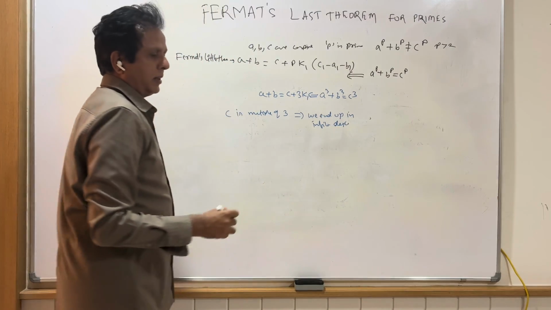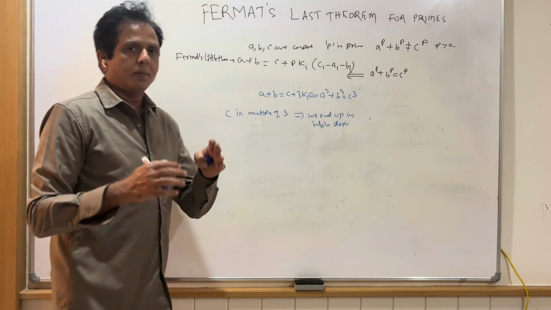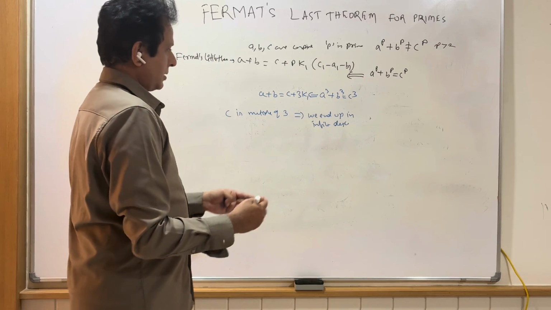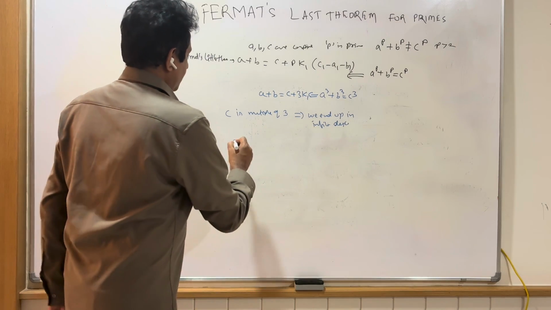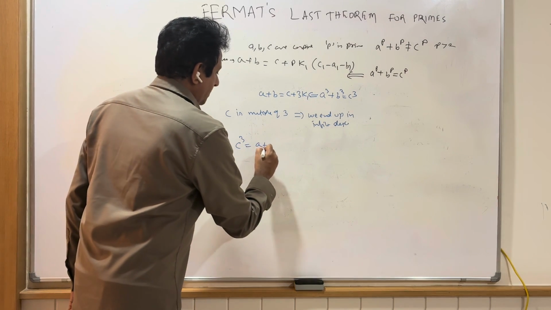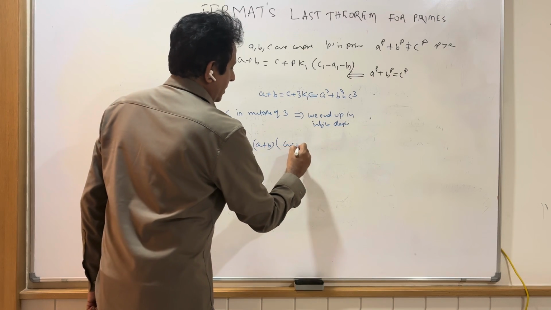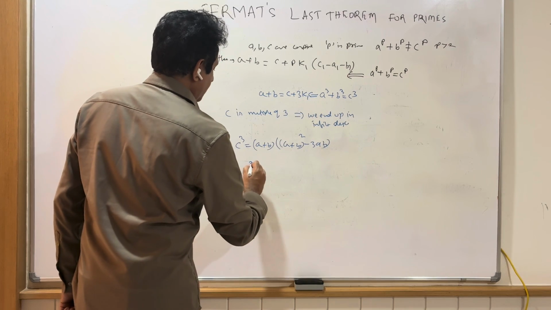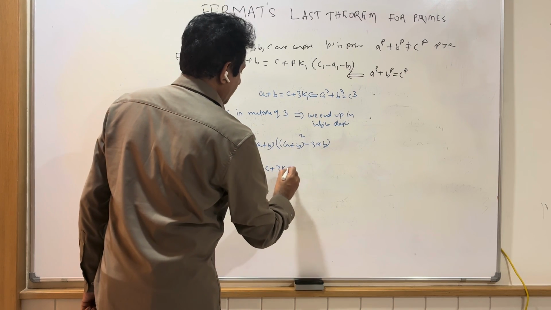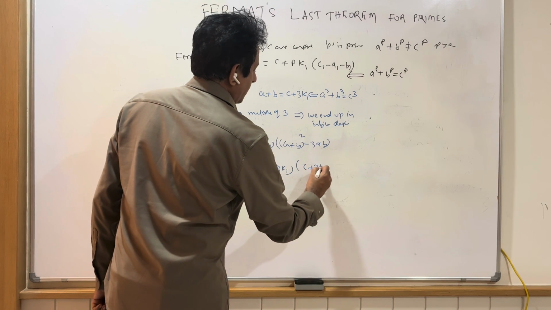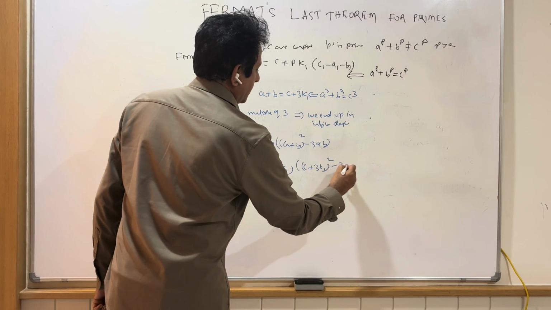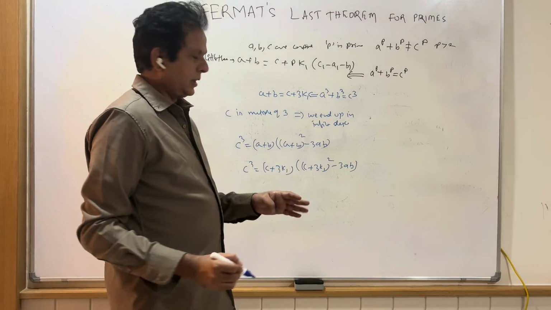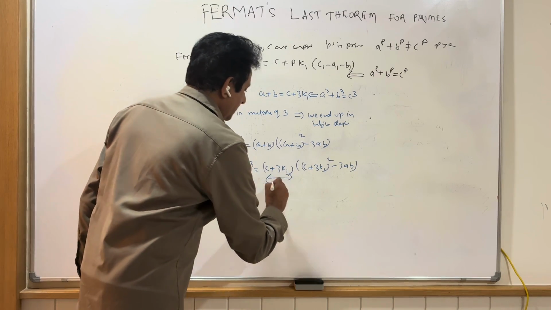Okay, so in this video what we are going to do is that if c is not a multiple of 3, then we will try to prove that there are no integers. Once again, c cube is equal to (a plus b) whole square minus 3ab times (a plus b). A plus b is equal to c plus 3k1, so c cube is equal to (c plus 3k1) whole square minus 3ab. If c is not a multiple of 3, then this is not a multiple of 3.